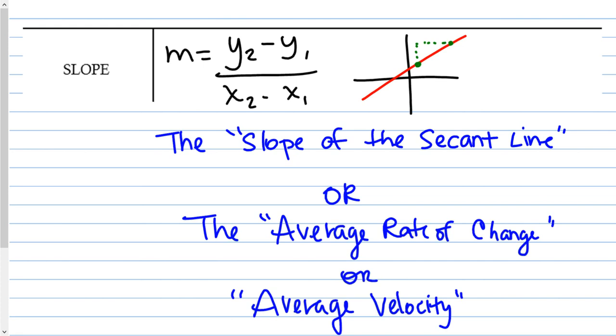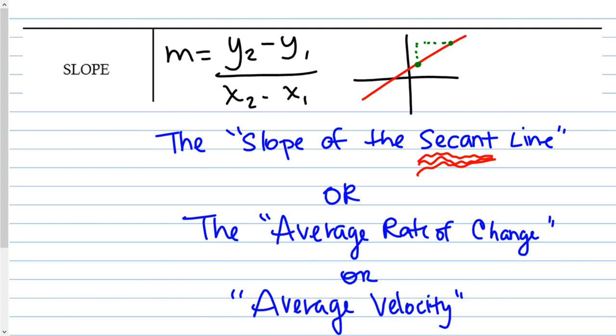So here are three terms that are synonymous with just good old-fashioned slope in this class: average velocity, the average rate of change, and most importantly, because it comes up often, I mean all three of these do, the slope of the secant line. Now this secant is not your trigonometry secant, okay? So don't get them confused.